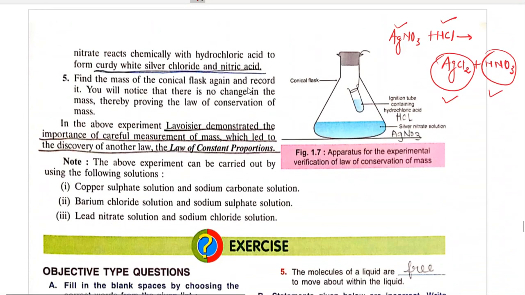So this is the law of conservation of mass, which was given by the scientist named Lavoisier. Lavoisier demonstrated the importance of careful measurement of mass, which led to the discovery of another law, the law of constant proportions. The law of constant proportion also says a similar thing, that the proportions in which two compounds are mixed together always remain proportional to the ratio of the products. So the ratio of reactants is equal to the ratio of products. That's what the law of constant proportion, explained by Lavoisier, says, but that is not there in your chapter over here.